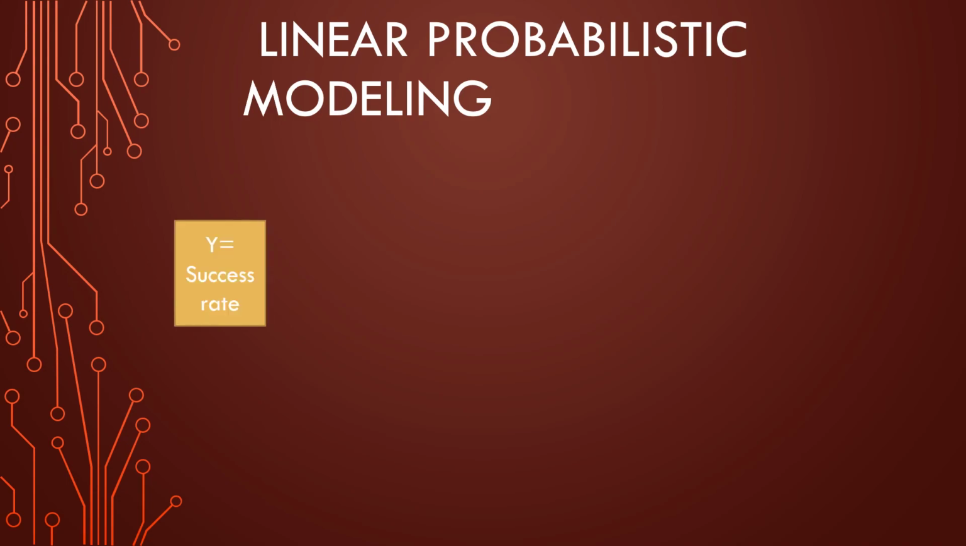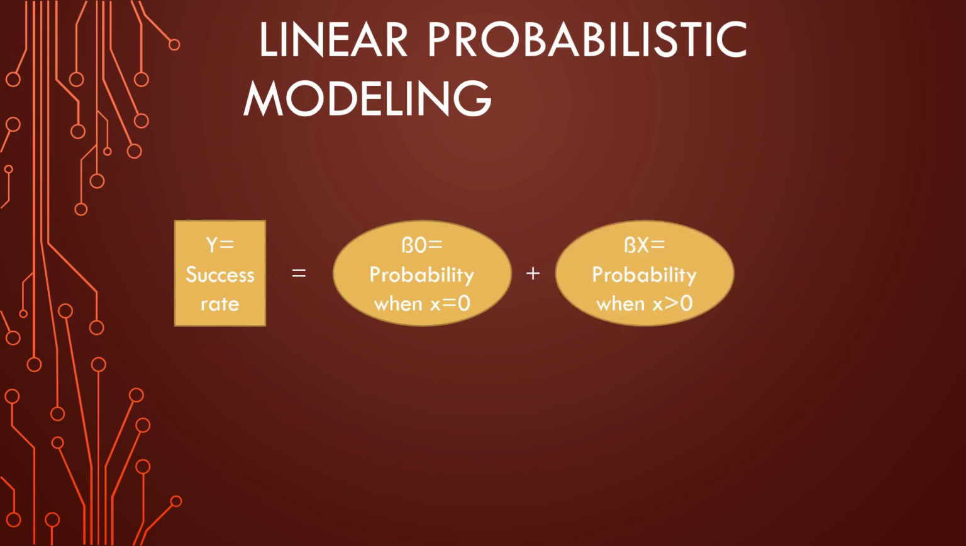Then we have here the formula for the probabilistic modeling. So y is equal to the success rate, which will be equal to the probability when h is equal to 0, or beta naught, plus the probability when h is greater than 0, plus the random error, which will give us coverage for unconsidered variables for our experiment.